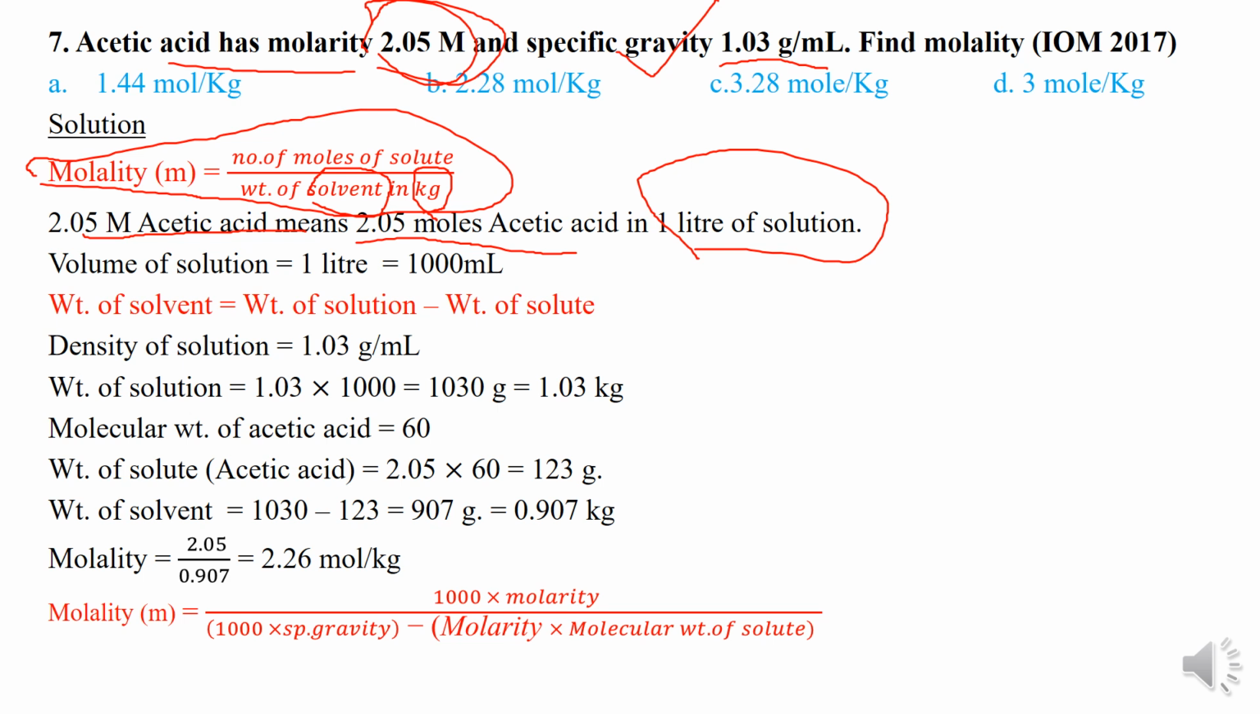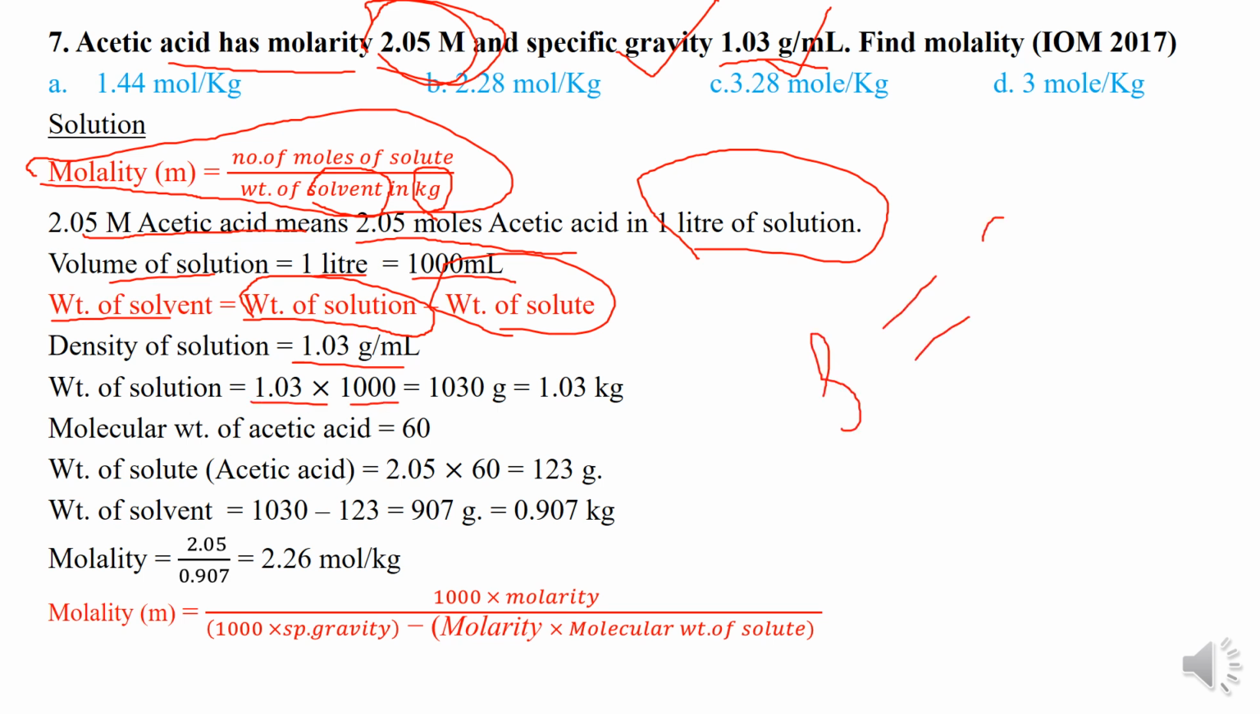Then volume of the solution is equal to 1 liter, that is 1000 ml. Then we have to calculate the weight of solvent, which is equal to weight of solution minus weight of solute. Then density of the solution was given, that is 1.03 gram per ml. So weight of solution will be 1.03 into 1000, right? We know that density is equal to mass by volume. And mass is equal to density times volume. Where is the volume? 1000 ml is the volume of the solution. Then 1000 times the density of the solution gives 1030 gram, that is the weight of that solution.